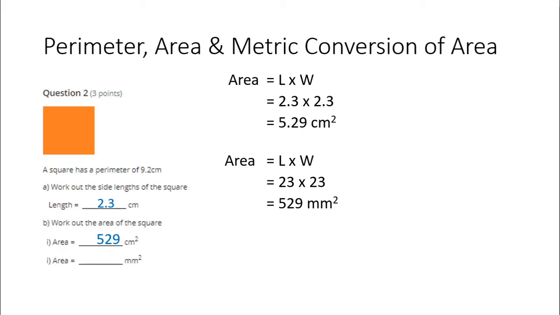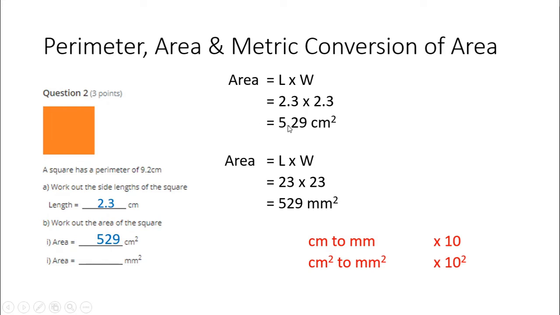Now I know what some of you will have done is you will have said centimeters to millimeters, we just need to multiply by 10. But this is areas. These are two-dimensional measures. This is centimeters squared to millimeters squared. We need to multiply by 10 squared. That is not multiplying by 20, that's multiplying by 10 and multiplying by 10 again. 10 times 10 is 100.